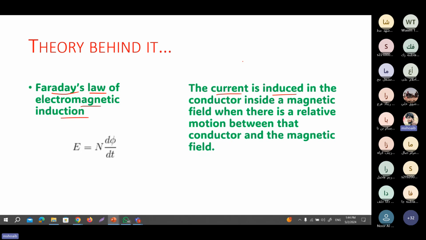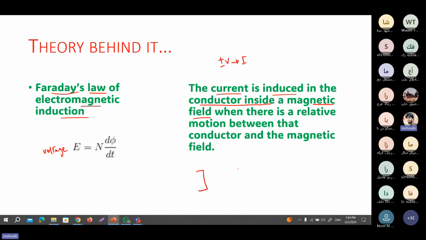Of course, we know that the current is induced whenever there is a potential difference, plus minus V. So that means V or E, whatever you see. This E is a voltage. This voltage gets induced when you have a conductor inside a magnetic field.